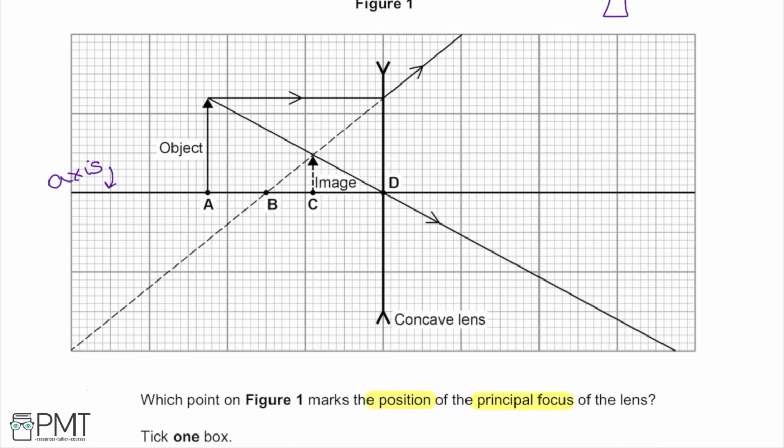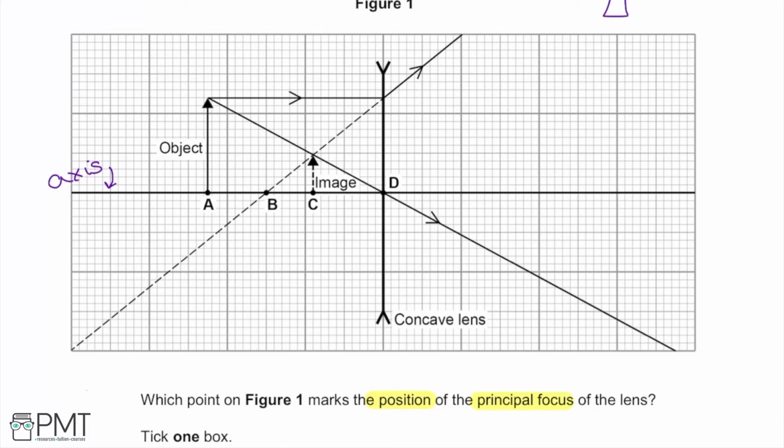So we know that the image is not real. We can easily see by the size of the arrow that it's not enlarged. So the arrow for the object is greater than the arrow for the image. So it's definitely not larger than the object. In fact, it's smaller, so it's been diminished.